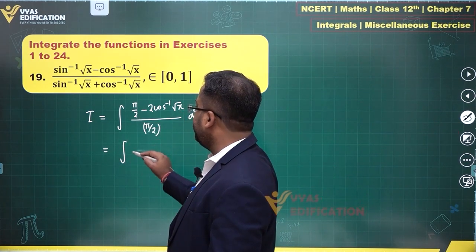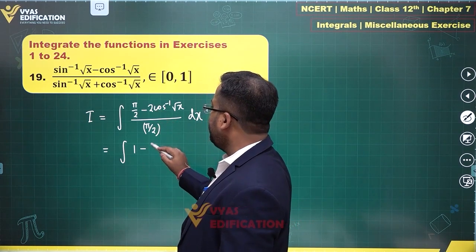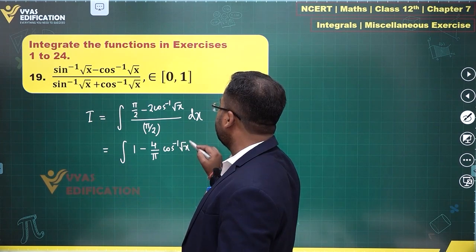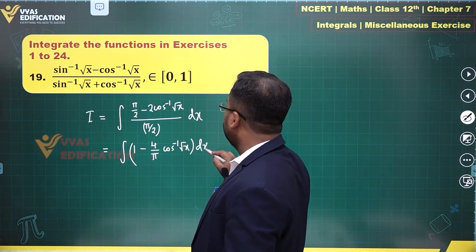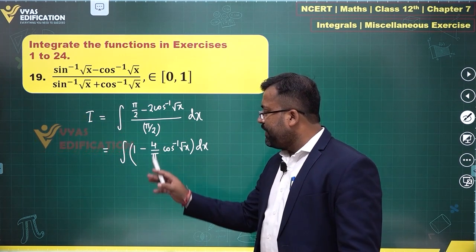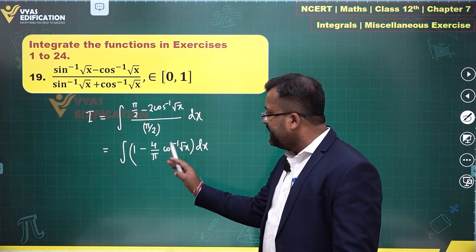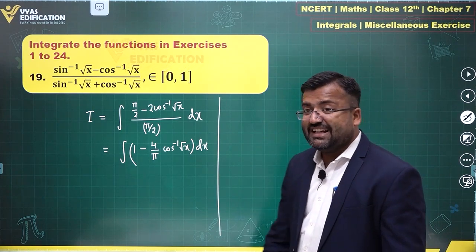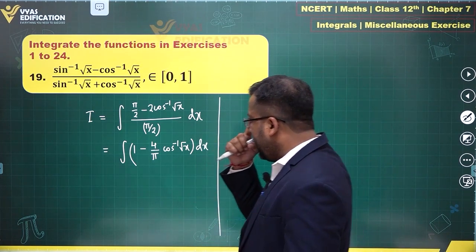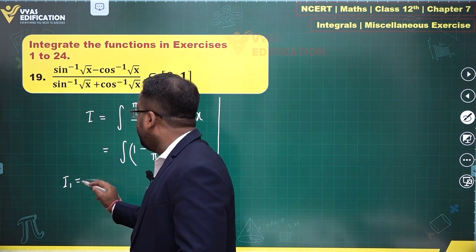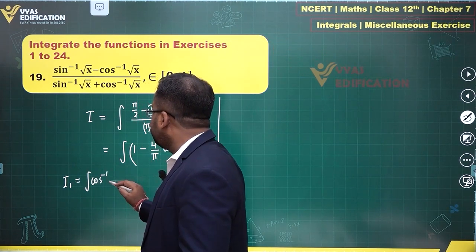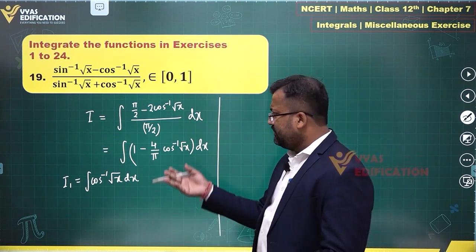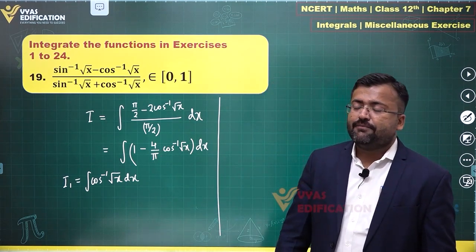Let's divide these to 1 minus 2 upon pi by 2, which is 4 upon pi cos inverse root x dx. So 1 is easy, 4 by pi is not an issue. We are interested in this cos inverse root x integral. So let's try to find this integral somehow. Let's focus on I1. If you can find this, then life would be very easy. You'll be able to get I very easily after that.